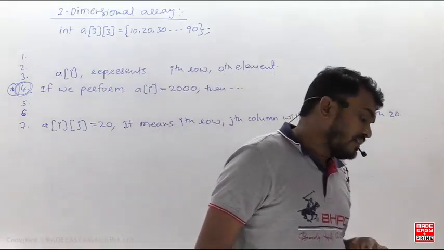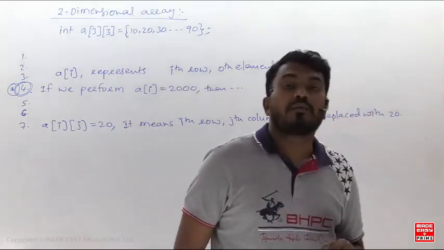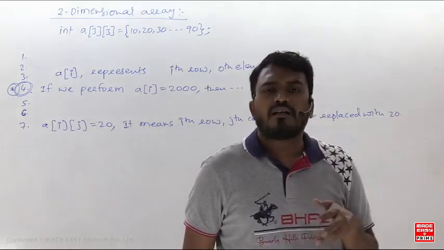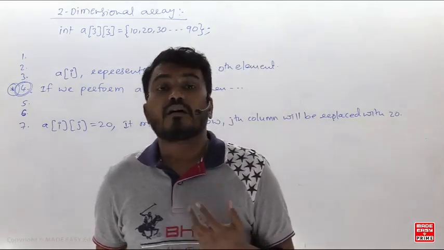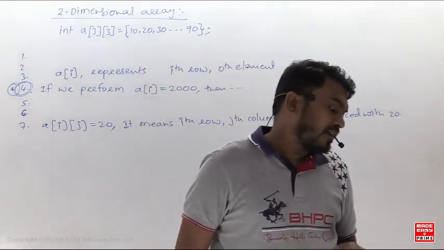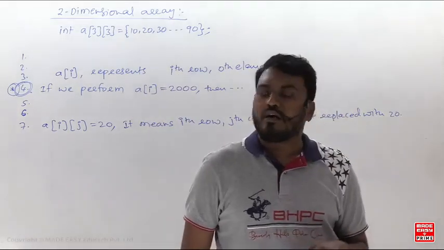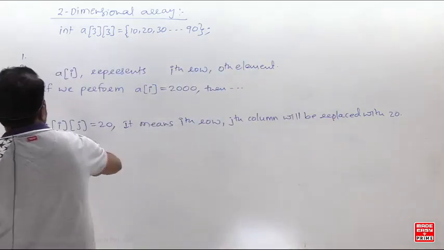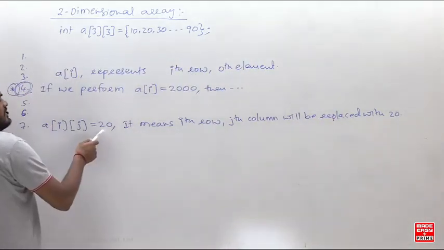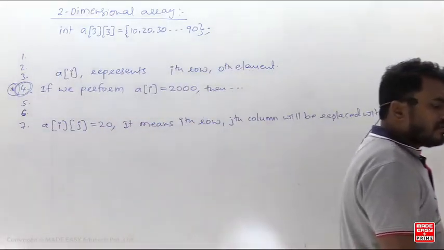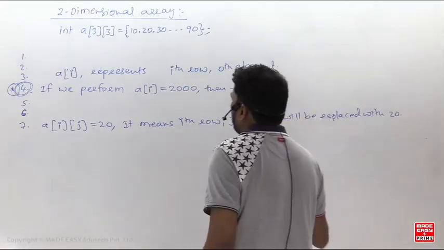Now point number 6: array name without subscript will contain the constant base address of what? The 0th 1D array. Very clear. Next, the last point: if you perform A of ij equal to 20, it means the ith row, jth column will be replaced with 20. This is the meaning of point number 7, which I think you already studied.